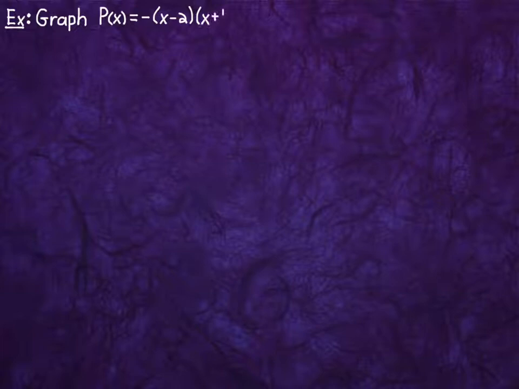So let's do an example. Let's graph p of x equals negative the quantity x minus 2 times the quantity x plus 1 squared times the quantity x minus 3. So this is kind of nice because it's already factored for us. That would be a hard one to factor. That's a 4th degree polynomial.